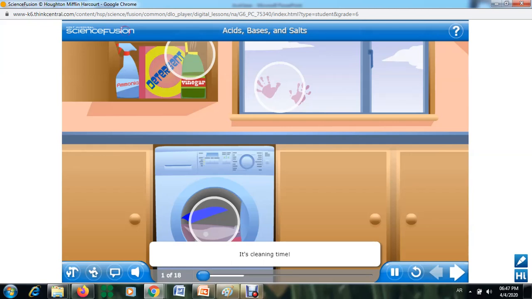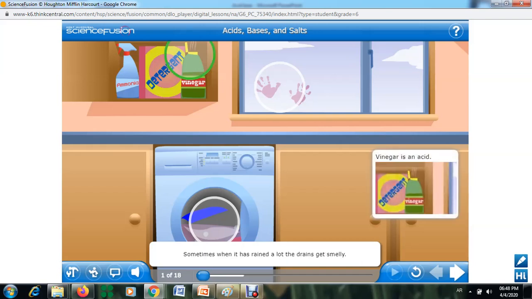It's cleaning time. Every Sunday, Taylor's family does laundry and tidies up the house so it's clean for the week ahead. They have many different cleaners in here, some of which are acids and others are bases. Oh look! Here's one that has a salt in it too. Did you know that a lot of research and development goes into making these cleaning products? Click each of the highlighted products to learn more. When done, click on the next button to get a closer look at acids, bases, and salts, and discover what gives them their properties.